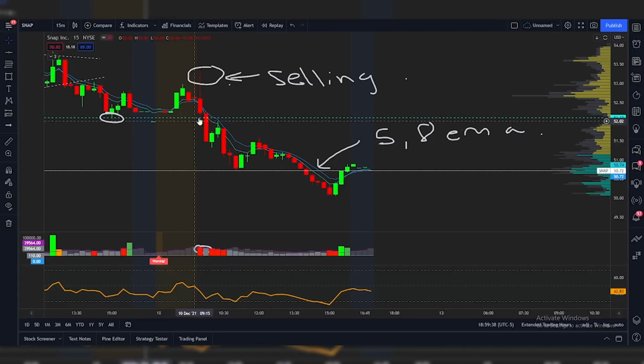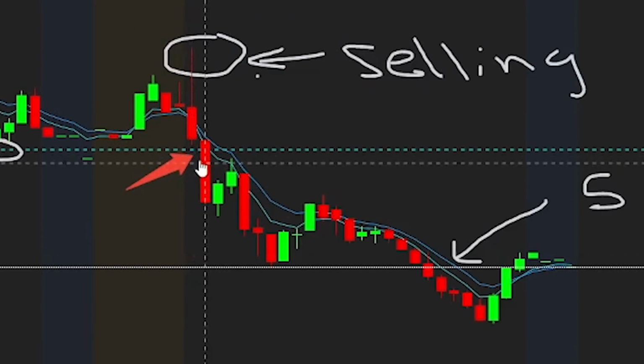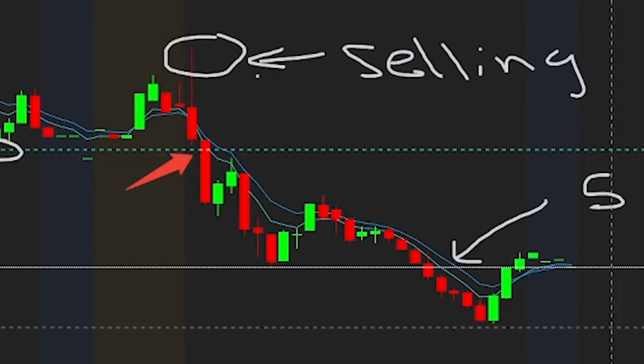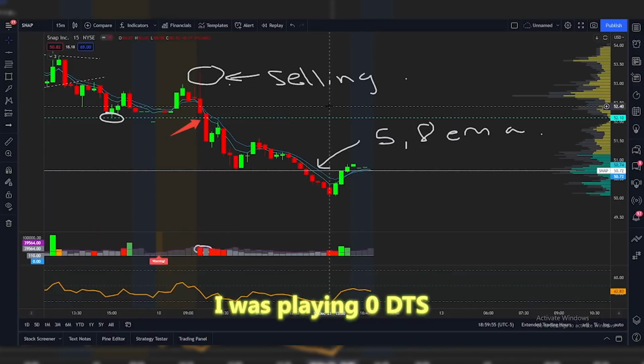What I always do is I always open up a small starter position. I'm trying to find the arrow here. So okay, right here is where I entered my starter position. Now we have an insane knife. I was playing 0 DTEs.